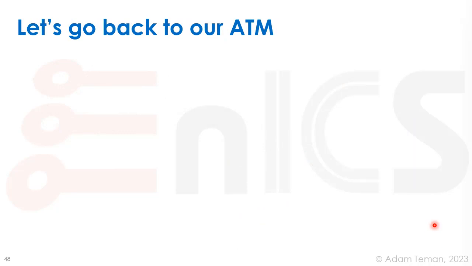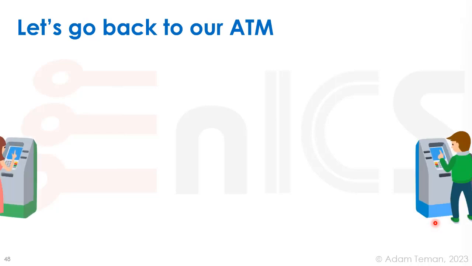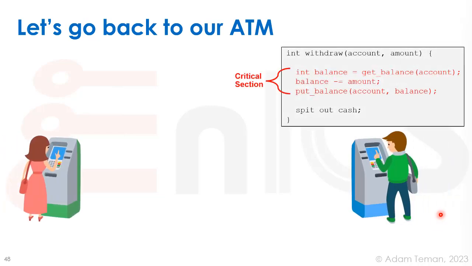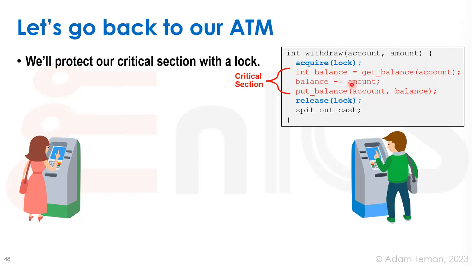So let's go back to our ATM example now using mutual exclusion. And again, here me and the wife are. And remember that this is our critical section over here where we're actually accessing this account variable, which is shared between the two of us. What we're going to do is add that entry and exit area, but with an acquire and a release of the lock on this shared variable, which is the account.